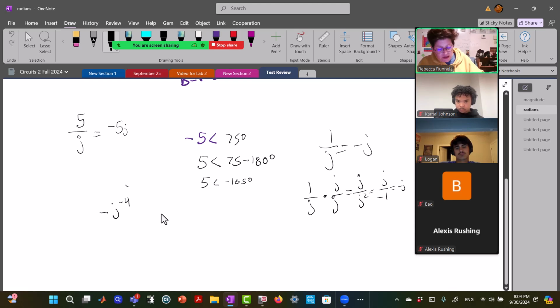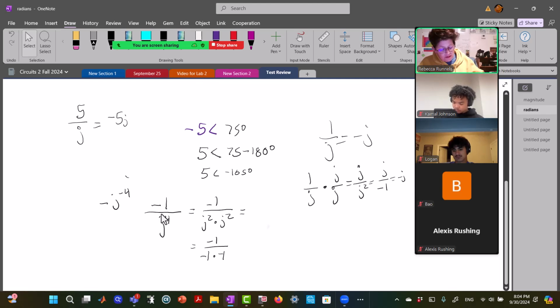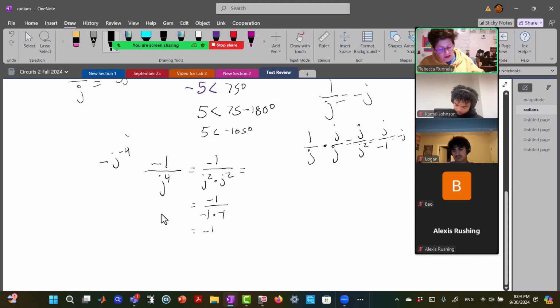So what is negative j to the negative 4th? That is negative 1 over j to the 4th, which is negative 1 over j squared times j squared. j squared is defined to be -1. So this is -1 over -1 times -1, or -1 over 1, which is -1, and that's my answer, and that is in rectangular form.